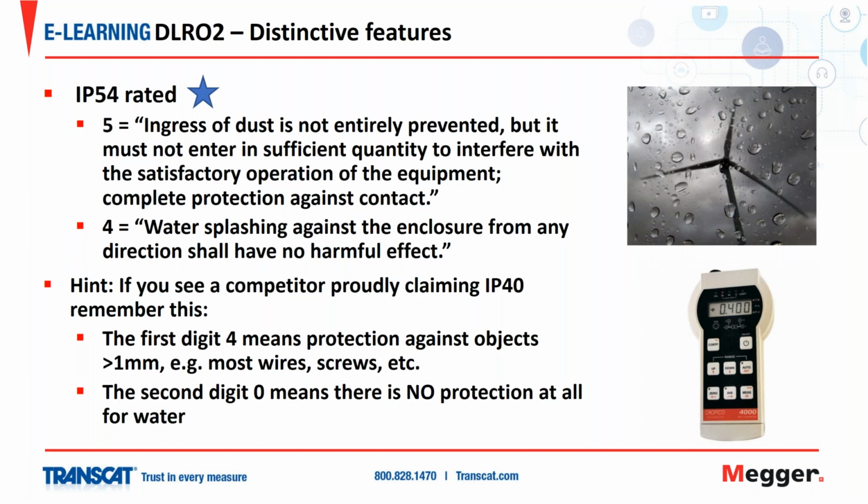So it's just important to note, if you see a competitor out there, we know some competitors are claiming an IP40 rating. That first digit 4 means it's got protection against objects that are greater than a millimeter. So, some wires, screws, etc. But that second digit is important. That 0 means there's no protection at all from water. So we have a picture of a competitor's unit here, and I can tell you right now that thing cannot be used out in the rain. So that is a distinct and important disadvantage, and a great advantage for the DLR02.